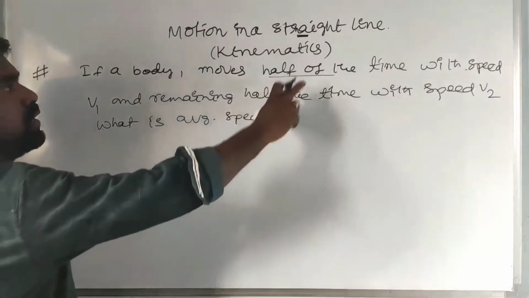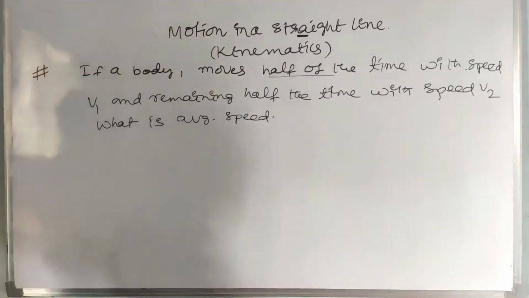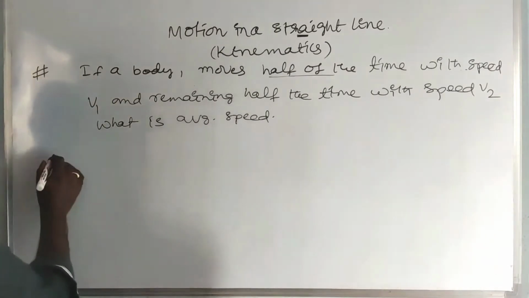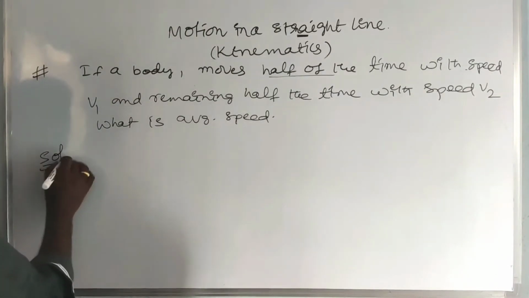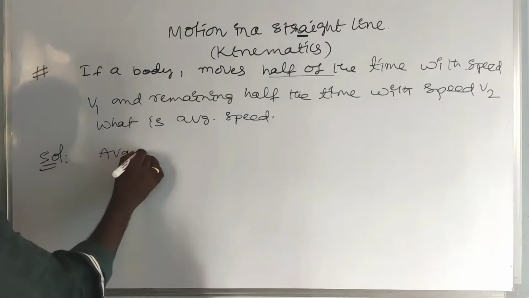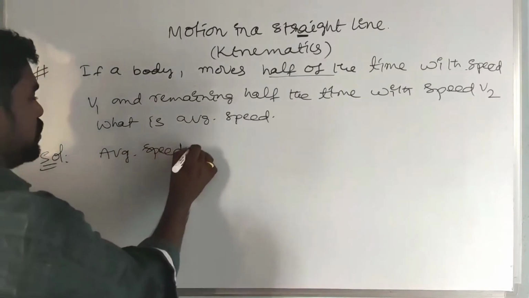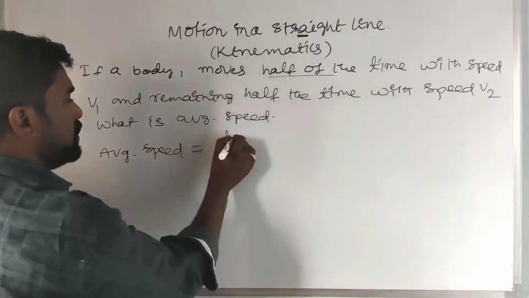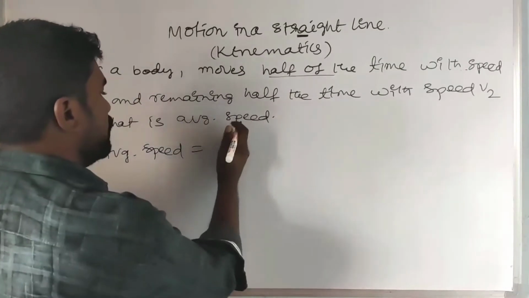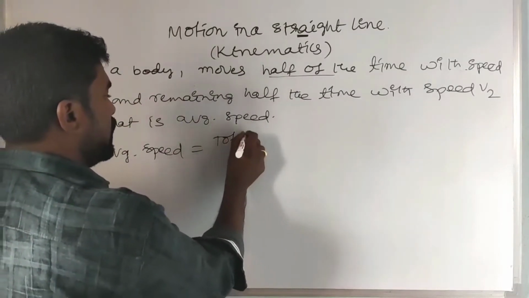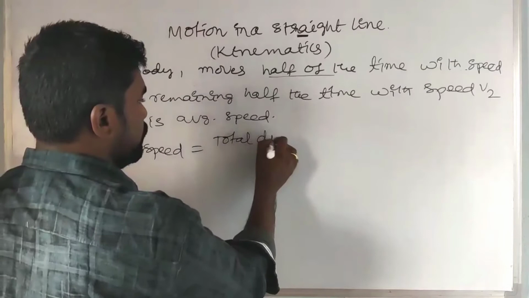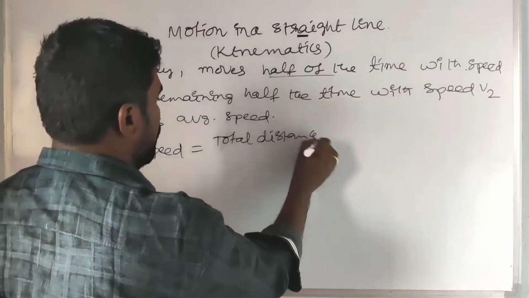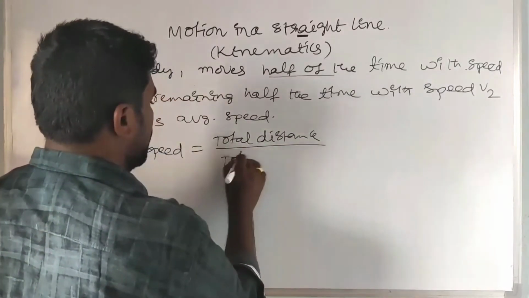ఇప్పుడు క్వశ్చన్ లో half the time with speed v1, time ని డివైడ్ చేయడం జరిగింది. The solution is here. So already you know that average speed is equal to total distance by total time.